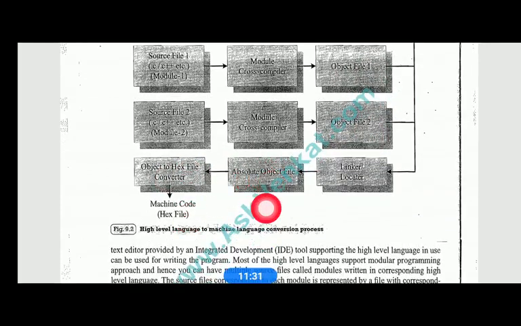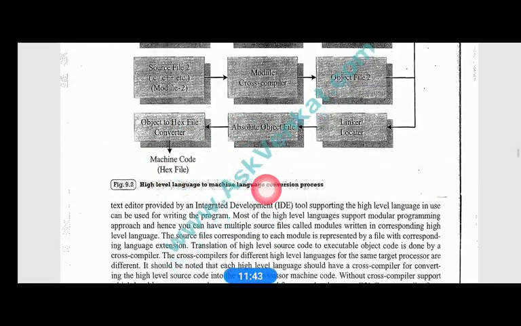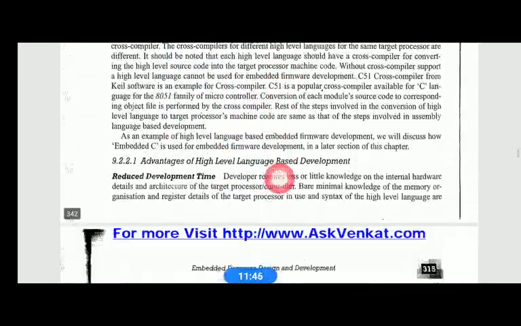This object file does not have absolute address locations. So to locate absolute addresses, we use a locator, which we also call a linker, because sometimes we require library files to be linked to our object file to become an executable file. So we call this an absolute object file. When this absolute object file is converted into a hex file, that hex file is a machine code file, right? So you can see here how the high level language is converted.